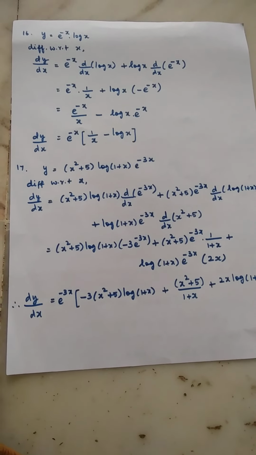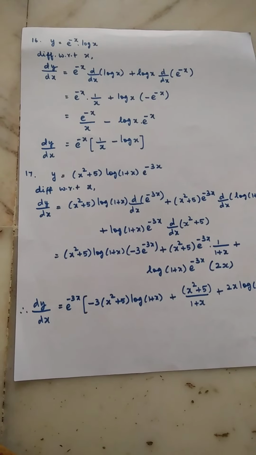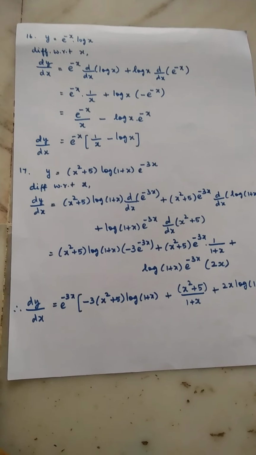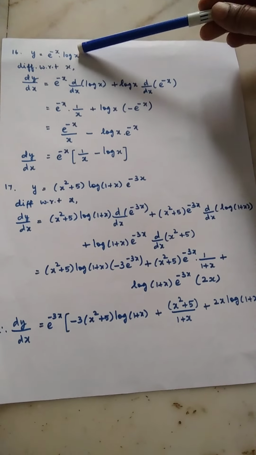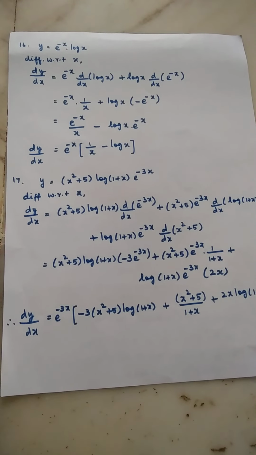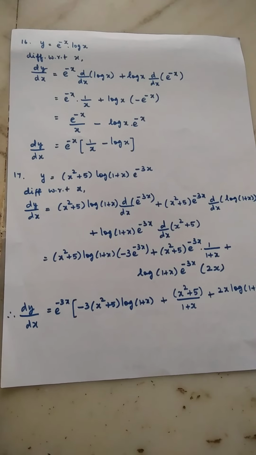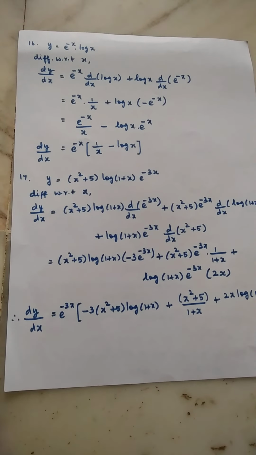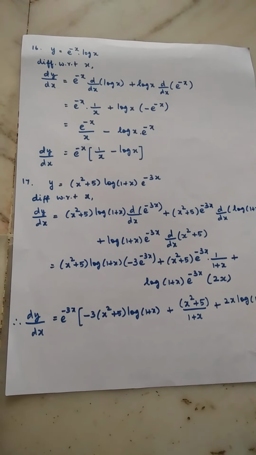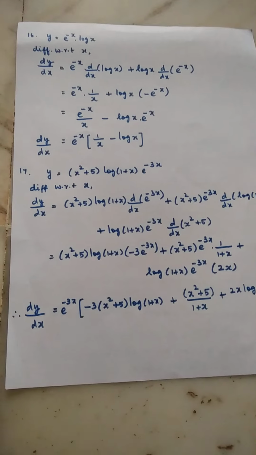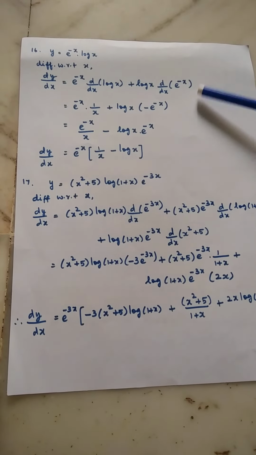Exercise 10.2, question number 16. y equal to e power minus x log x. y is a function of x and we have the function as a product of two terms, e power minus x into log x. Using product rule, dy by dx equal to first term as it is, e power minus x, d by dx of log x, plus log x d by dx of e power minus x.